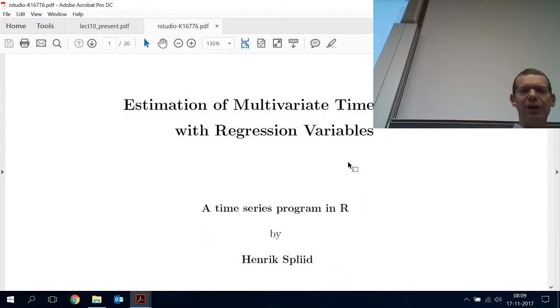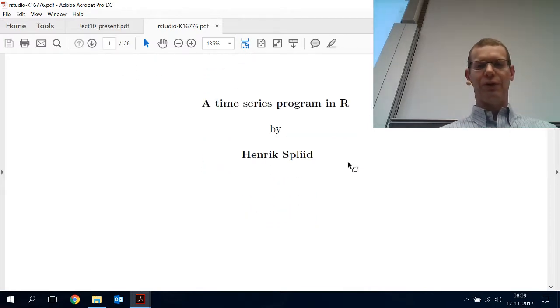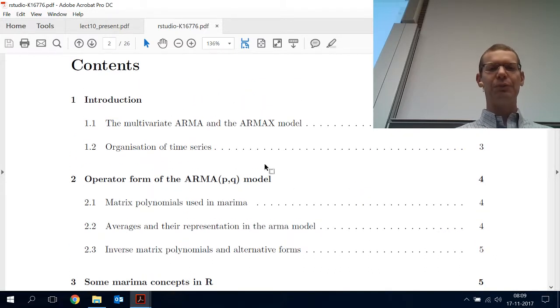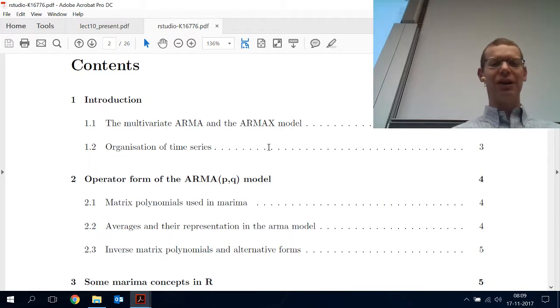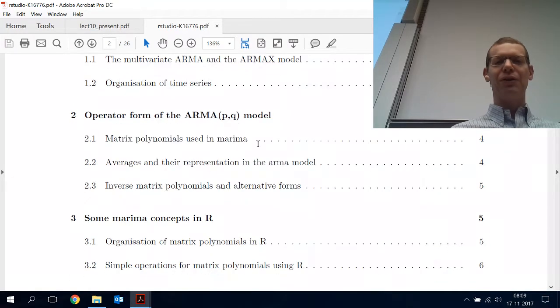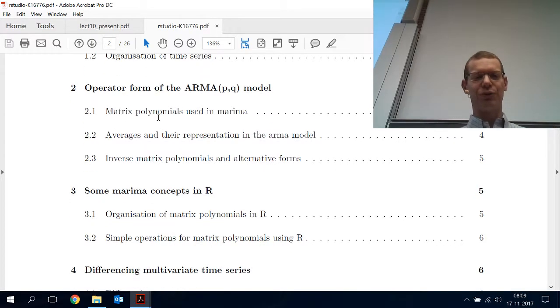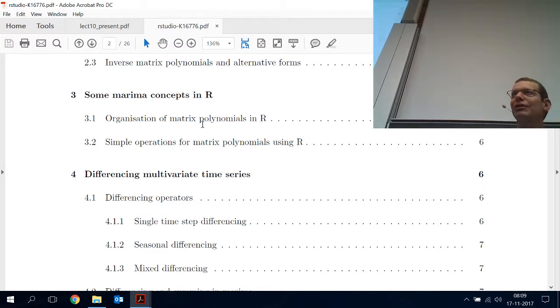So it's basically about, as said, estimation of multivariate time series analysis, including regression variables. So it includes the X part that you've been doing for the financial crisis. And the first part here is basically an introduction to what is a multivariate ARMA or ARMAX model. You know all about that, so it's only mentioning a little bit about notation here. Then you also know a lot about the operator form in powers of B, so we'll go quickly through that. Then we will look at how Marima does things, because that's where things become different.